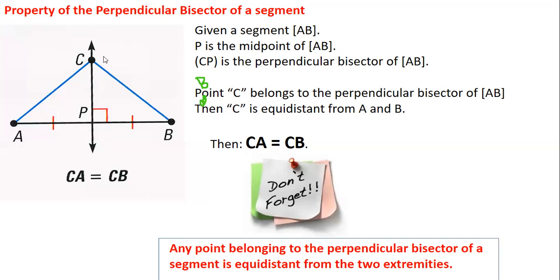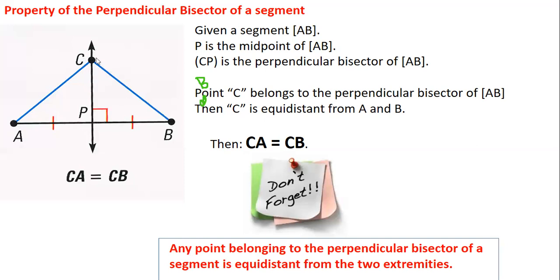I want to ask you, where is C located here? C is on the perpendicular bisector. C is a point that belongs to the perpendicular bisector of segment AB. That's why we say C is equidistant from A and B. Do you still remember the word equidistant I talked about before? Again, equi means equal. Distant: it is a point at an equal distance from the 2 points A and B. What does this mean? CA is equal to CB.